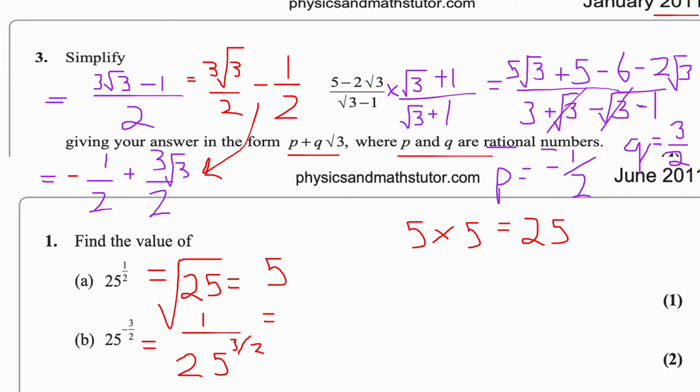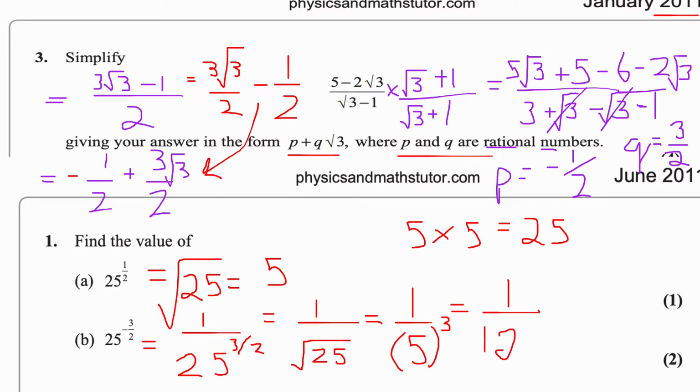Okay, so the denominator does the root, so I'm going to take the square root of 25, and then I'm going to raise my answer to the power of 3. The square root of 25, we know from part A is 5, so I get 1 over 5, and then I'm going to raise that to the power of 3. I'm going to raise it to the power of the numerator in my fraction. Okay, 5 cubed is 125. 5 times 5 times 5 is 125, guys. So the answer is 1 over 125.